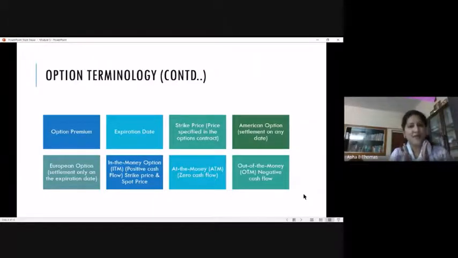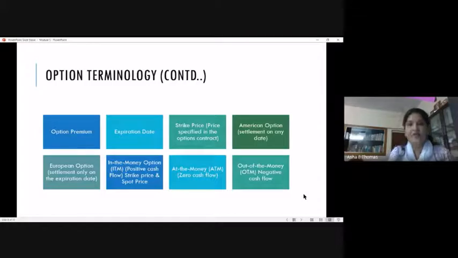Now listen to me very, very carefully. This is the logic which we use in option pricing. The 3 terms that you need to be very thorough with are in the money, at the money, out of the money. Okay, these are the 3 terms that we have to know very clearly if we have to understand option pricing. In the money is a case where we are talking about a positive cash flow when we compare the strike price and the spot price.